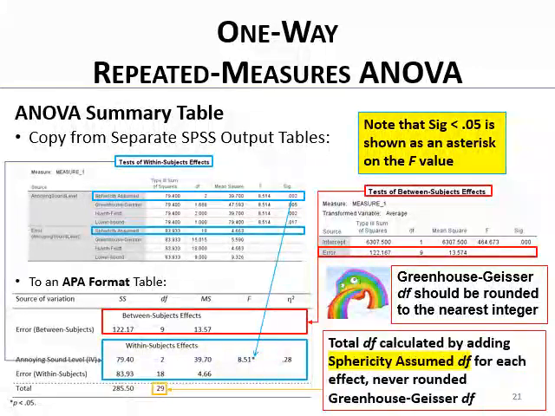In addition, when you do that total degrees of freedom at the bottom there, you don't use the Greenhouse-Geisser ones. You just add up the sphericity assumed ones. So you do 2 and 18 and 9 is what you'd be adding. You wouldn't add the 79 and the 84 and 9. So always use the sphericity assumed degrees of freedom for that total at the bottom of the table.